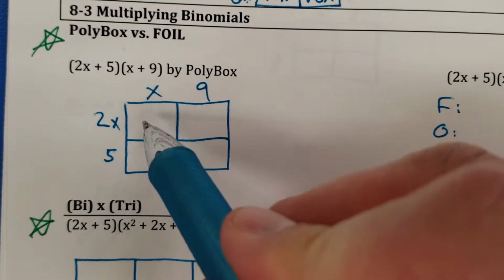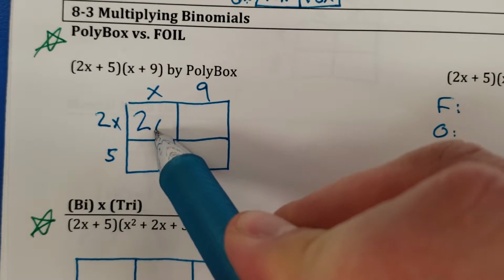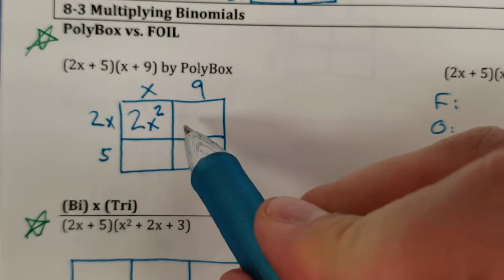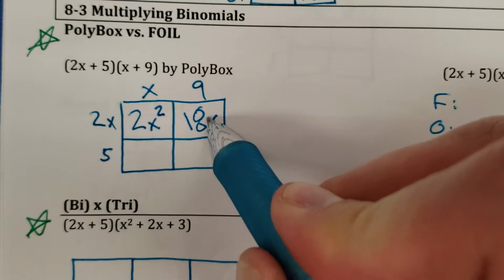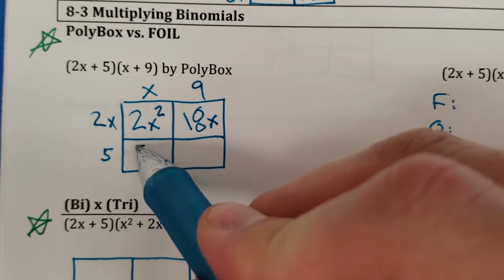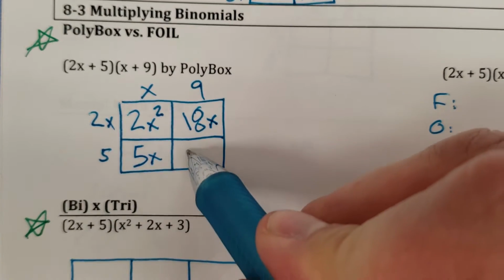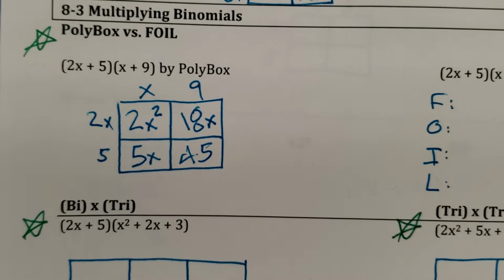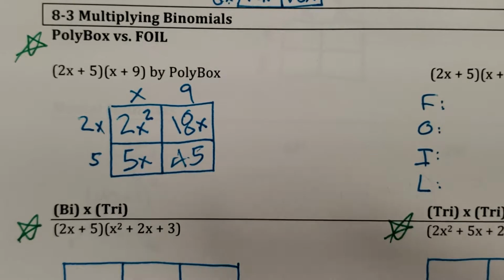So 2x times x would be a 2x squared, 2x times a 9 would be 18x. 5 times x is just 5x, and then 5 times 9 is 45. Boom, there you go. Just like that. That's how fast this stuff can go if you know how to do these multiplications. We did an entire chapter on multiplying numbers and variables, so your ability from that chapter is going to pay off big time.